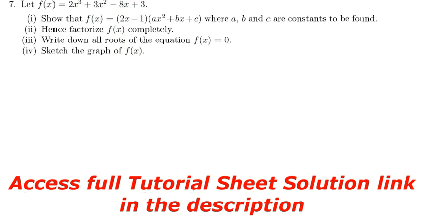So let's go ahead and talk about question 7, which says: let f of x be equal to 2x to the power 3 plus 3x squared minus 8x plus 3. Show that f of x is equal to 2x plus that, where a, b, and c are constants to be found. So how can we find those things? Is it okay if I go ahead and use synthetic division? Yes, it is okay. So if this factor is equal to 0, then x is equal to 1 over 2.